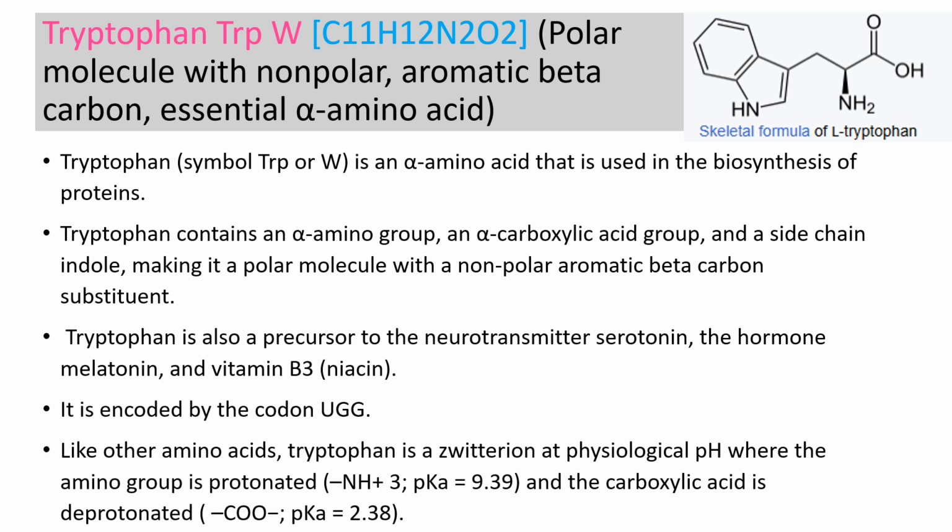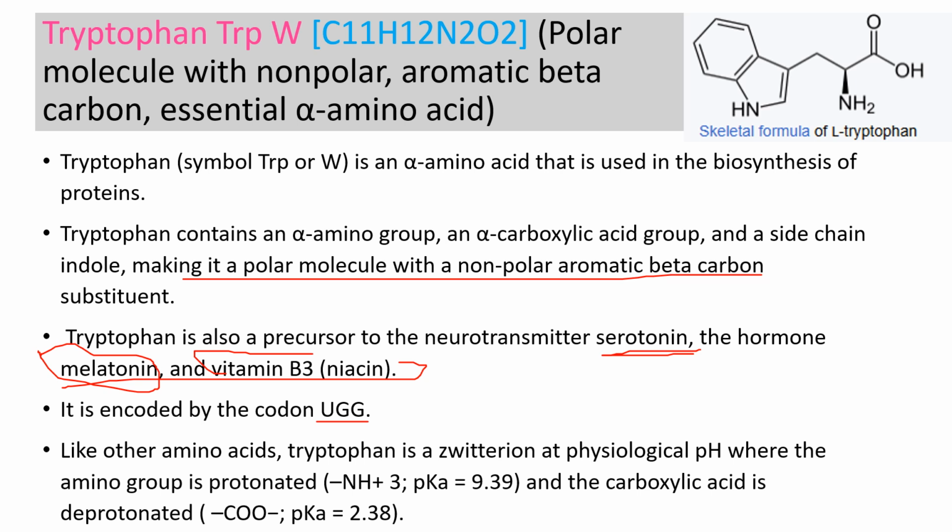Tryptophan contains an alpha amino group, an alpha carboxyl group, and an indole side chain, right? So you can see the indole side chain, making it a polar molecule with a non-polar aromatic beta carbon substituent. So remember this. Tryptophan is also a precursor to the neurotransmitter serotonin, the hormone melatonin, and vitamin B3 niacin, right? Serotonin, very important; melatonin, very important; and vitamin B3 is also very important. It is encoded by UGG.